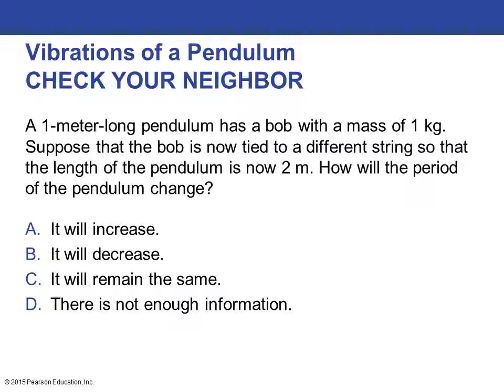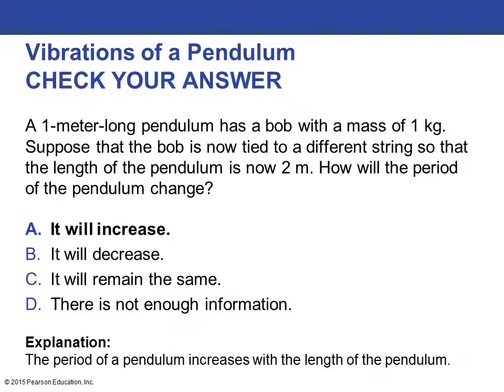Another question: a 1 meter long pendulum has a bob with a mass of 1 kilogram. Suppose the bob is now tied to a different string so that the length of the pendulum is now 2 meters. How do you think the period of the pendulum will change? And the answer is it will increase. The period of the pendulum increases with increasing length of the pendulum.